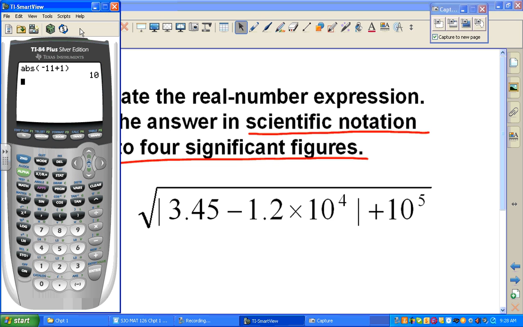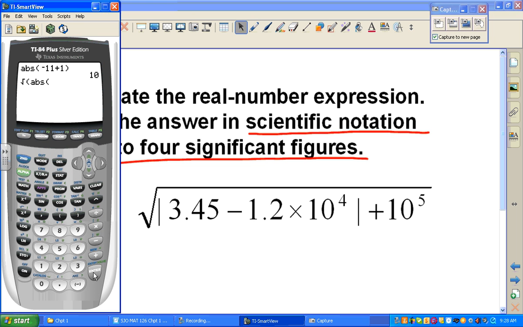Where is it? Kind of vaguely. Left, right, up, down, side, middle. Left side, second, square root. Good. Do you remember where the absolute value symbol was? Math, and then number. Absolute value.